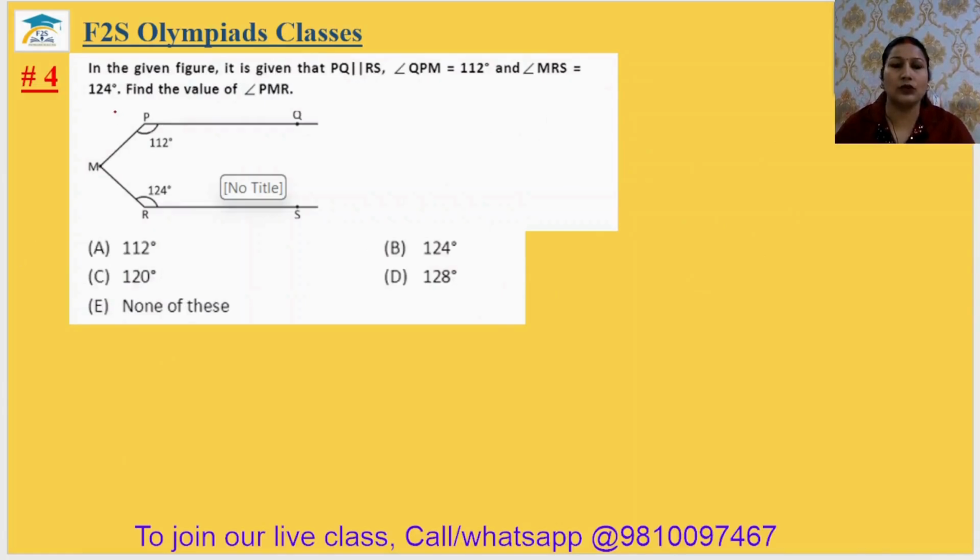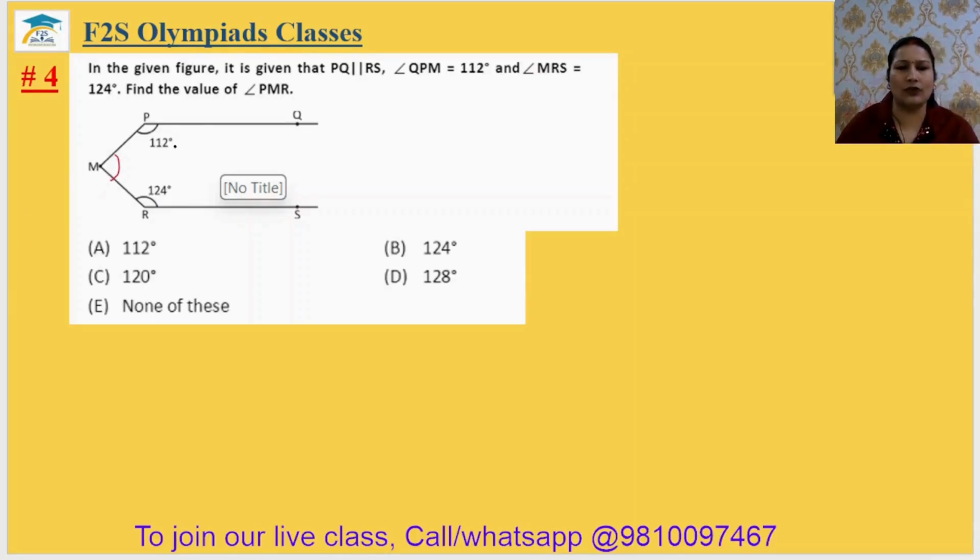Okay. Come to question number 4. In the given figure, it is given that PQ is parallel to RS. Angle QPM, this one, is 112 and angle MRS is 124. Find the angle PMR. We have to find this one.